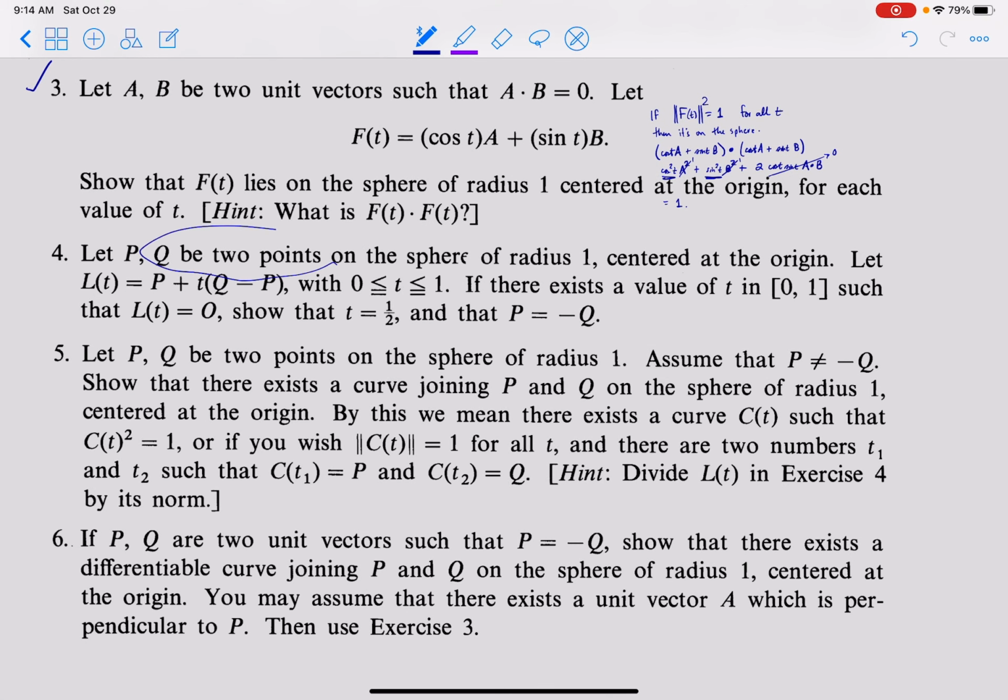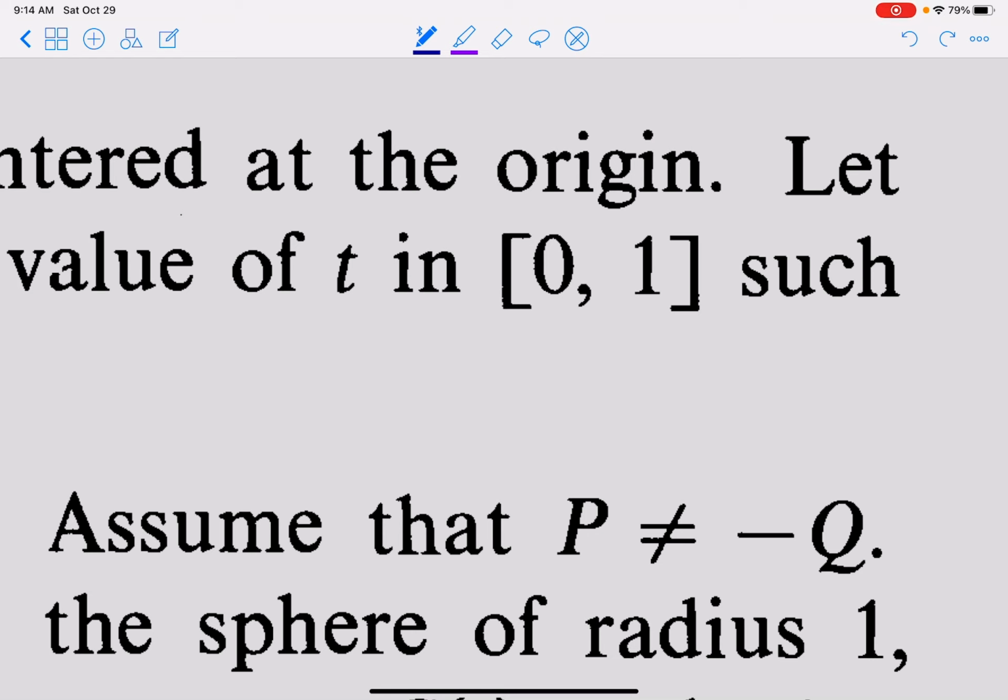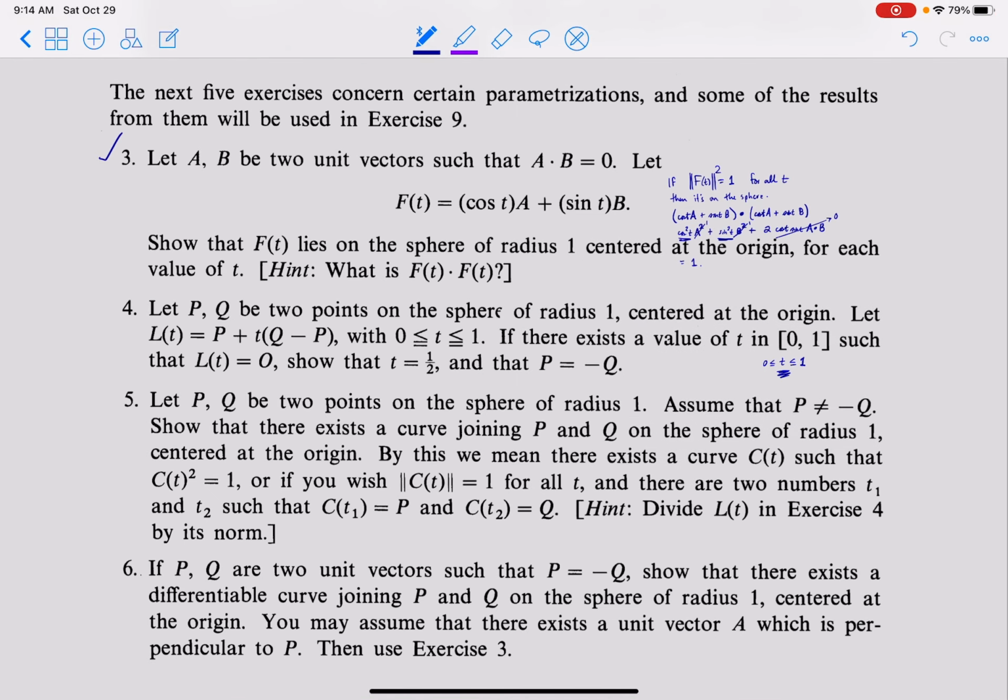Let P and Q be 2 points on the sphere in any dimension. Let this, L of t, be the line connecting P to Q. So remember chapter 1. You should know this right away from chapter 1. If there exists a value of t between 0 and 1, this means that 0 is less than or equal to t less than or equal to 1, where L of t is the origin, the 0 vector, then show that t has to be a half and p has to be minus q.